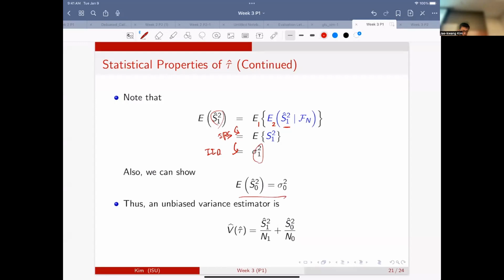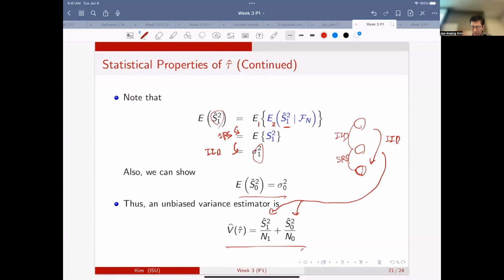So the unbiased variance estimator can be obtained like this, which is not surprising, because if you have a two-phase design, where this is IID and this is simple random sampling, then at the end of the day you can treat it as IID. So this property implies that they are unbiased, right? Okay.